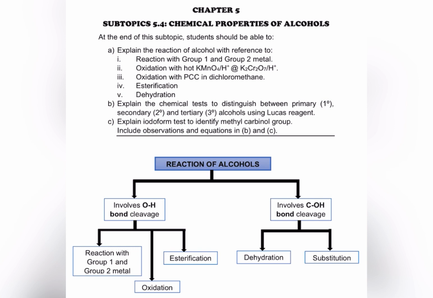Let's continue with the reactions of alcohols, where we are going to learn a lot of chemical properties in this video. I'm going to focus on them one by one. Basically, for the introduction, in order for you to learn the reactions of alcohols, we are going to involve two bond cleavages. The first one is between the O and H bond, and the second one is between the C and OH bond. For O-H bond cleavage, we are going to use reaction with group 1 and group 2 metals, oxidation, and esterification. For the reaction involving C-OH bond cleavage, we are going to focus on dehydration only. For substitution, this is for your next syllabus in PST.